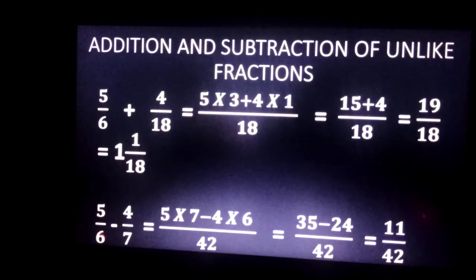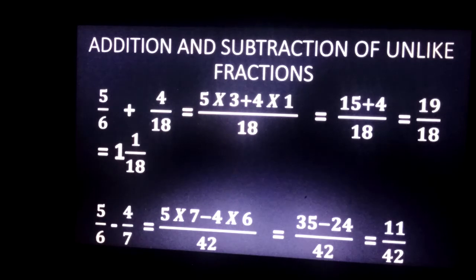Now 6 into 7 is equal to 42. So the numerator will also be multiplied by 7, 5 into 7. Now I have copied the sign as it is. 7 into 6 is equal to 42. So the numerator will also be multiplied by 6, 4 into 6. Therefore I get 5 into 7 is equal to 35 minus 4 into 6 is equal to 24, and the denominator remains as it is. So 35 minus 24. 35 minus 24 is equal to 11 and the denominator is 42. So the final answer is 11 by 42.